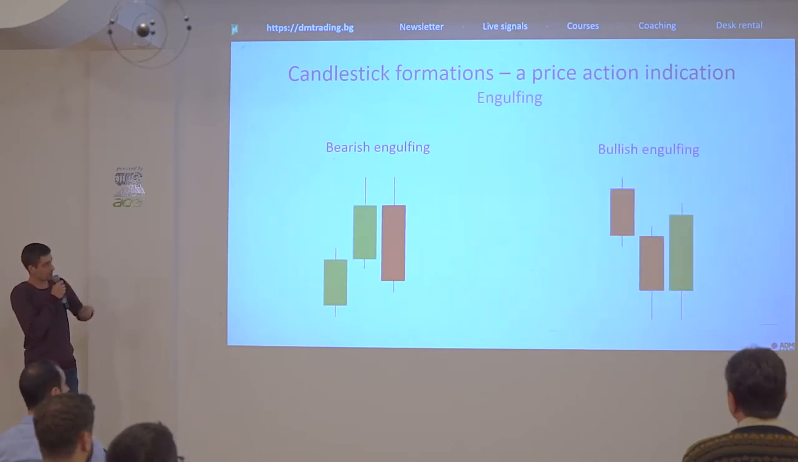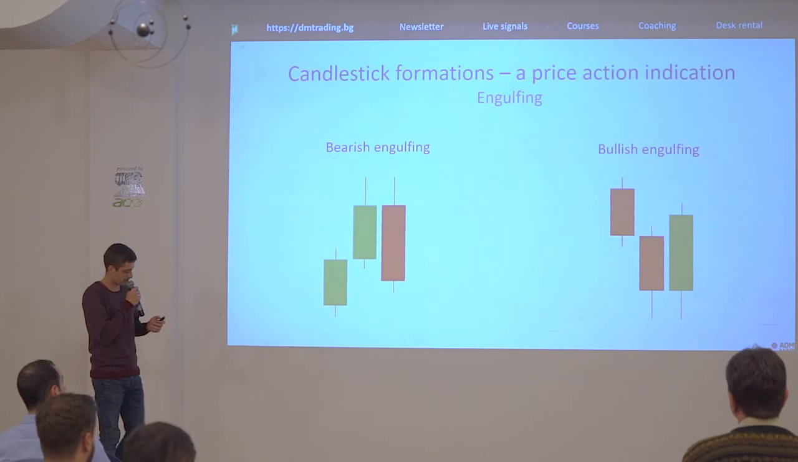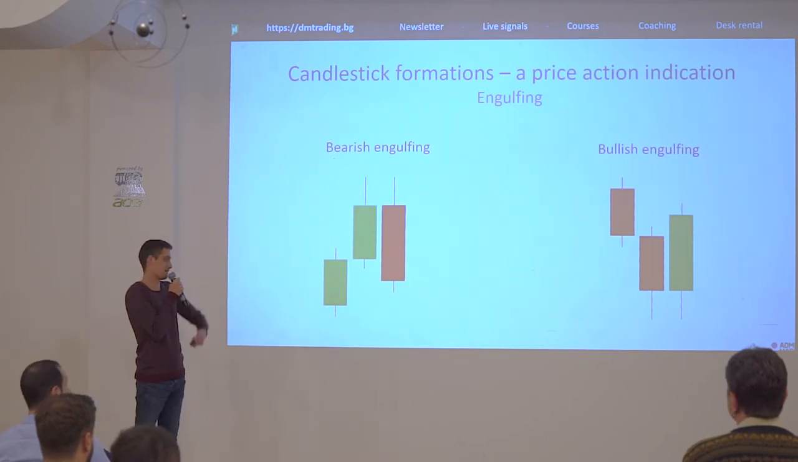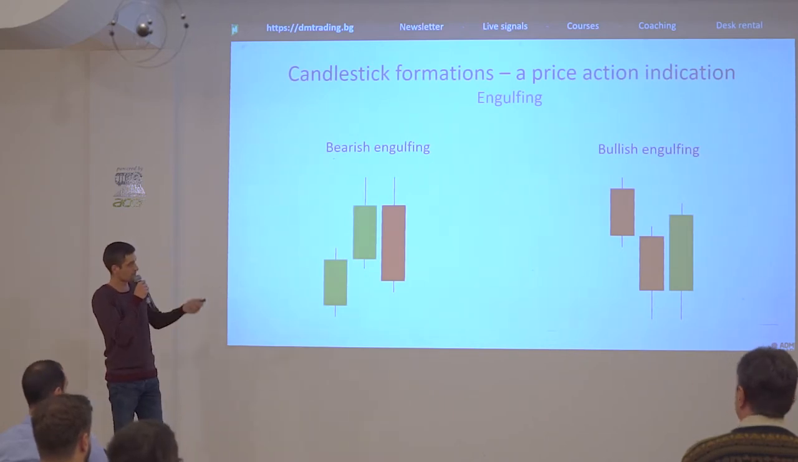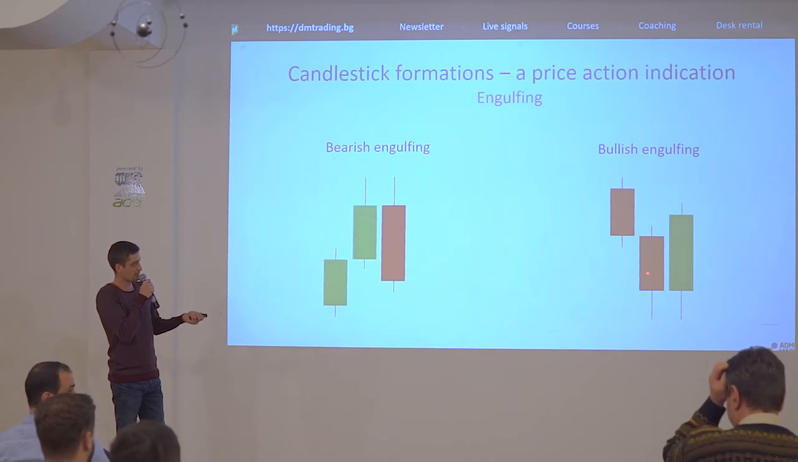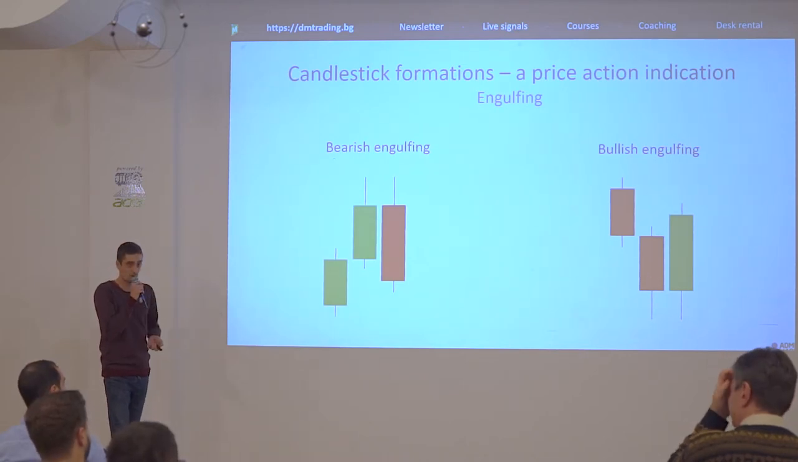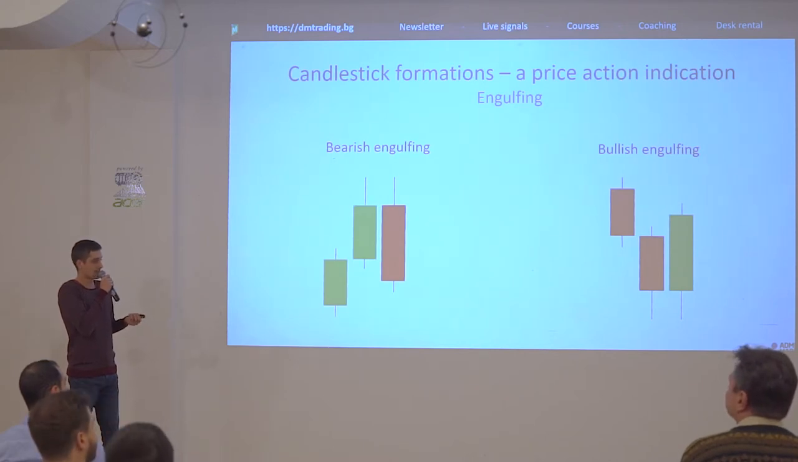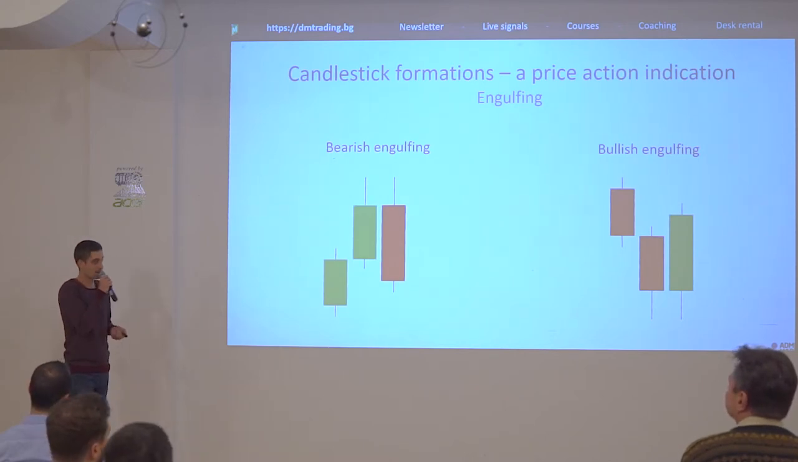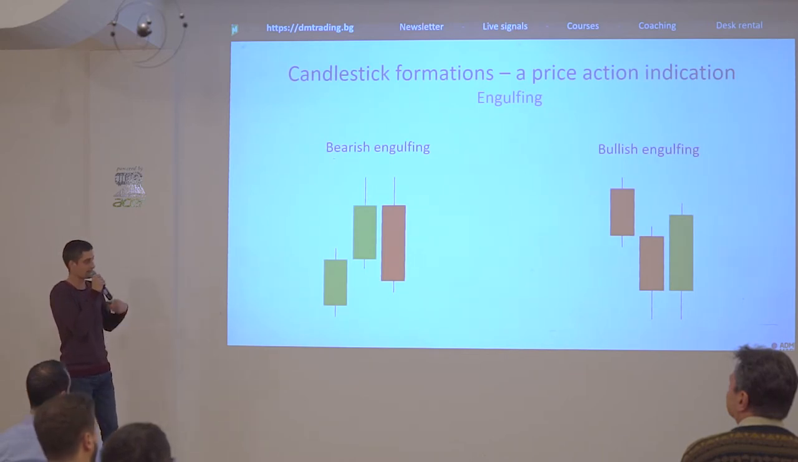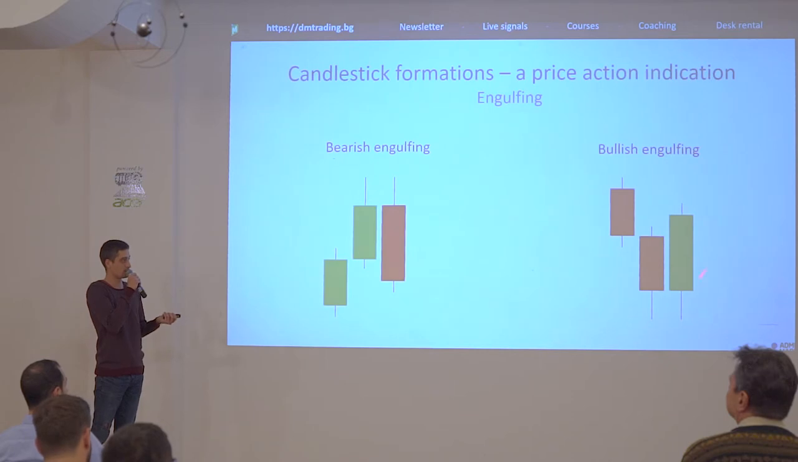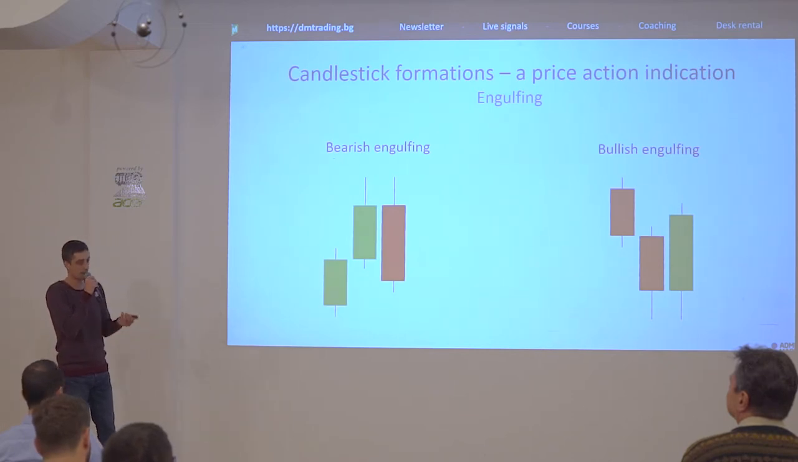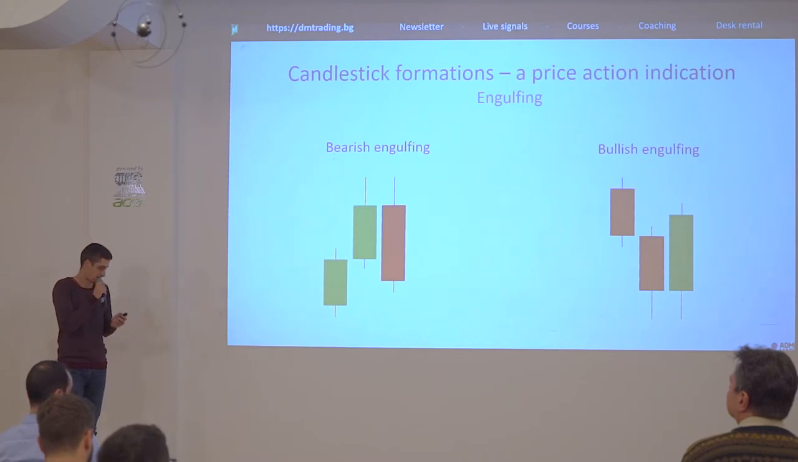Other than that, we also have a bullish engulfing, which is actually the same. I mean, not the same, but the opposite. We are having a bearish momentum, so sellers are in control over the market, but then due to some external factors, for example, the sellers decide to leave the market and the buyers join the market, so they push the price back up and the next candle, the bullish candle, engulfs the previous bearish candle.